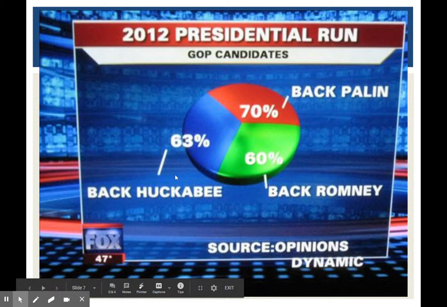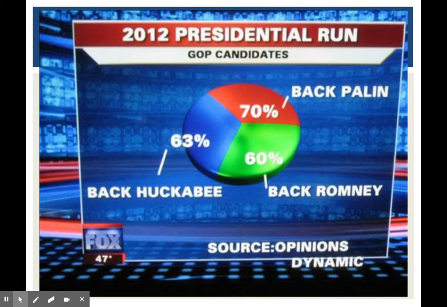So this is a great example of when it looks wrong. What does this even mean? Because we have 63%, 60%, and 70%. This is not how you make a pie chart, right, folks? I think what they have done here is they asked people, do you back Romney? Do you back Huckabee? Do you back Palin? And I guess 70% said they backed Palin, 60% said they backed Romney, 63% said they backed Huckabee.